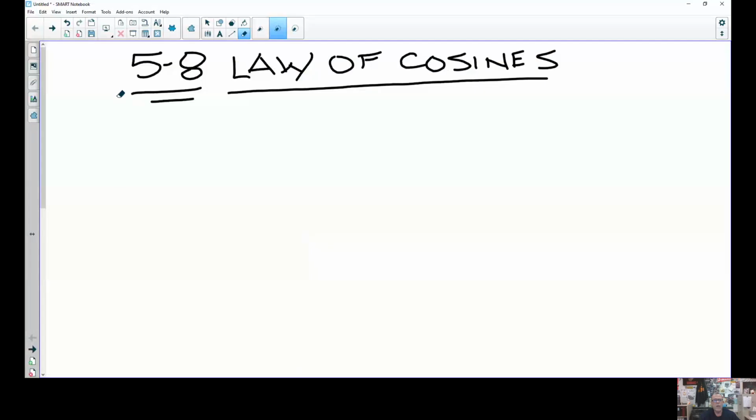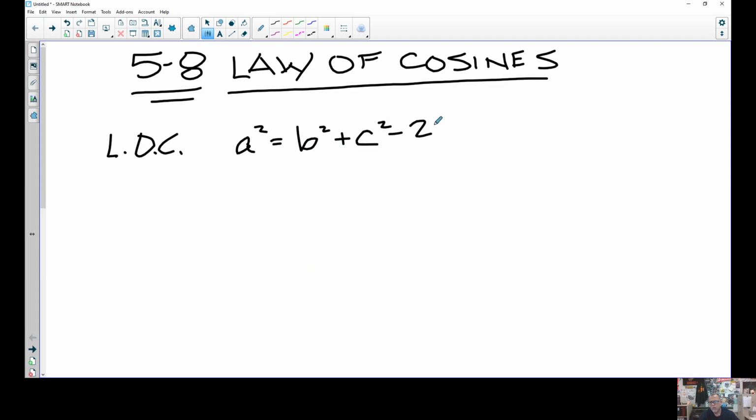We got law of cosines. And the actual law of cosines is where I'm going to start. When we want law of cosines, or LOC, we could have a few different versions. You could have a squared equals b squared plus c squared minus 2bc cosine of A. Now, if you remember this, what you're going to see is I have A over here and A over here. In between, I use b and c.